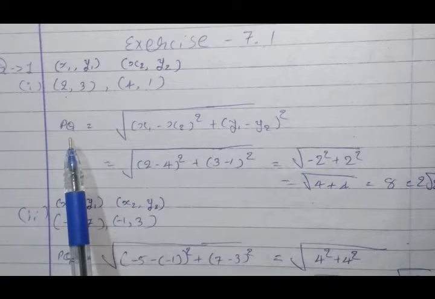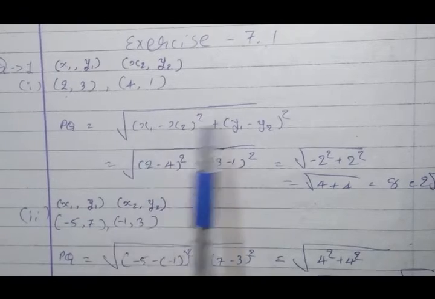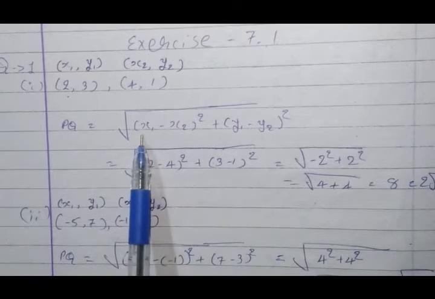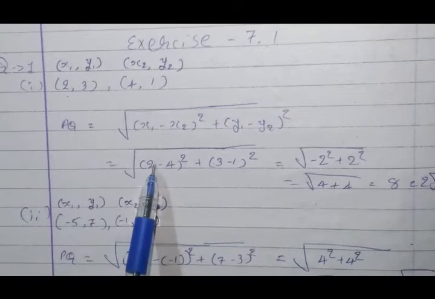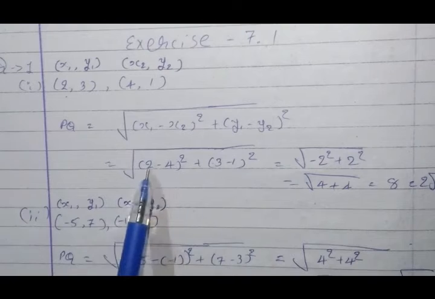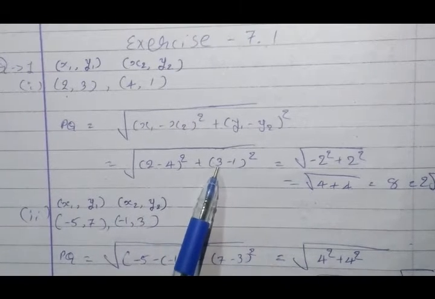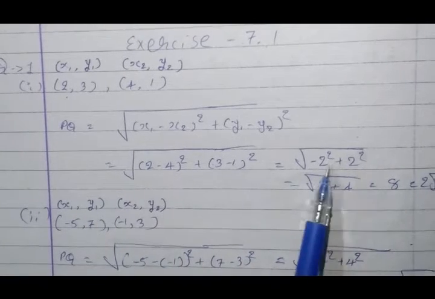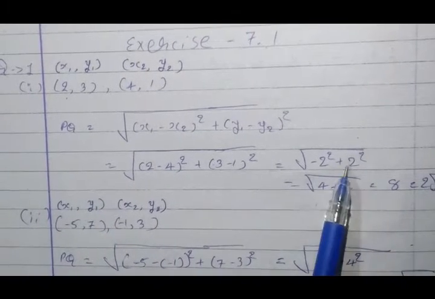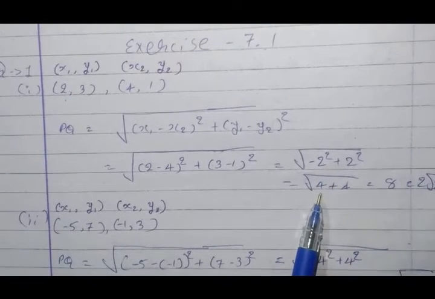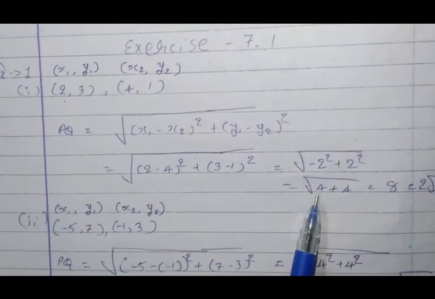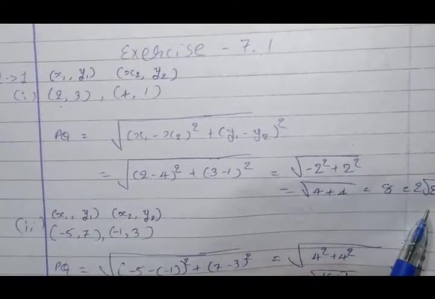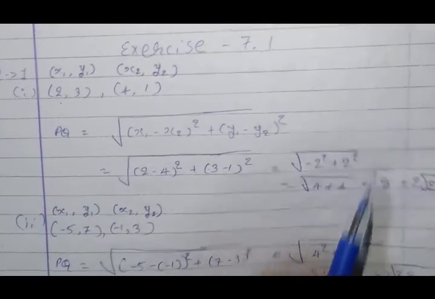Now we know what our distance formula is. PQ is equal to root of (x1 minus x2) whole square plus (y1 minus y2) whole square. What is the value of x1? 2. x2 is equal to 4. So (2 minus 4) whole square. Same way (3 minus 1) whole square. 2 minus 4 is equal to minus 2, square. 3 minus 1 is equal to 2, square. Minus 2 square is equal to 4. 2 square is equal to 4. 4 plus 4 is equal to 8. Now we have to find the root. So 2 root 2.